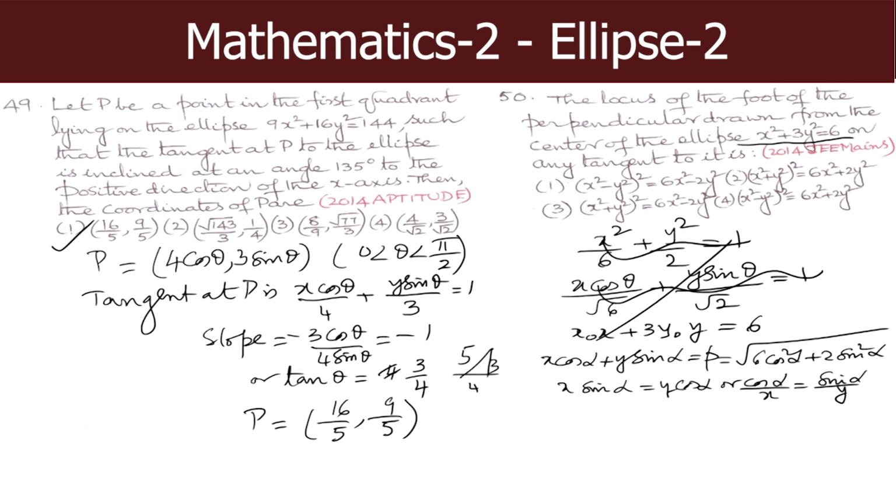He is asking for the locus. So, replace cos alpha and sin alpha by the proportional values x and y. So x squared plus y squared, because of the square root I can square both sides, equals 6 times cos squared alpha x squared plus 2 times sin squared alpha y squared. So this is the locus. (x squared plus y squared) whole squared equals 6x squared plus 2y squared, which is the second option.